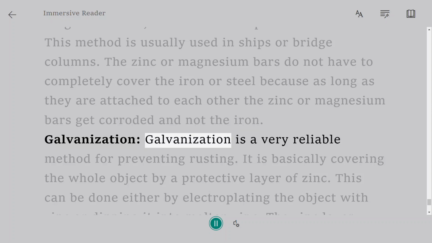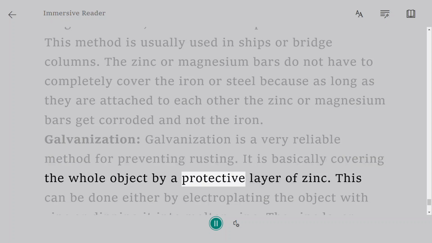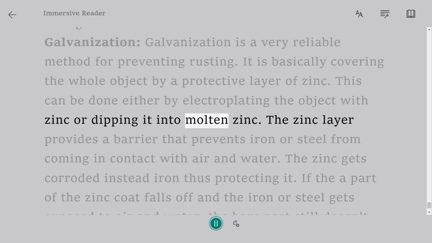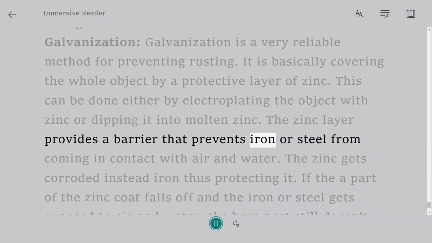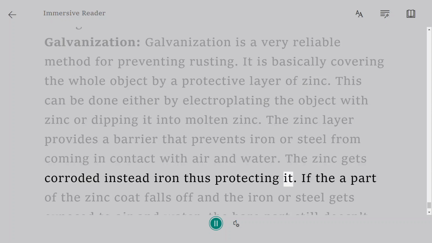Galvanization. Galvanization is a very reliable method for preventing rusting. It is basically covering the whole object with a protective layer of zinc. This can be done either by electroplating the object with zinc or dipping it into molten zinc. The zinc layer provides a barrier that prevents iron or steel from coming in contact with air and water. The zinc gets corroded instead of iron, thus protecting it.